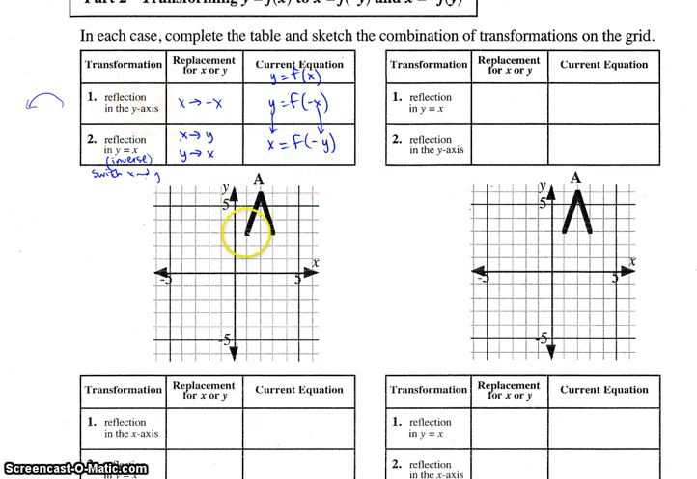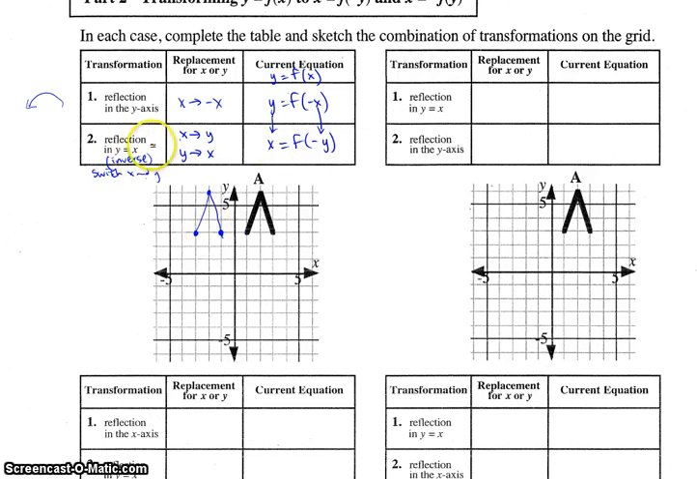So reflect in the y. Okay, y is over here. So this point would be at 1. That would now be at -1. This point, 3 away from the y-axis, so 3 away on the other side of the y-axis. Same thing up here, and there we go.